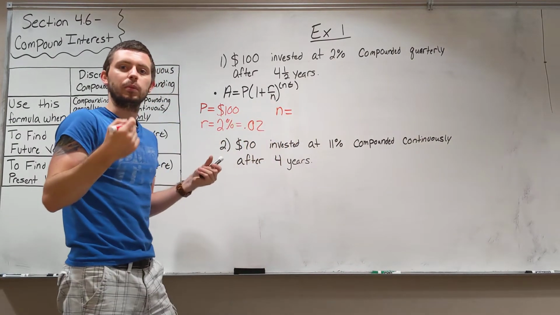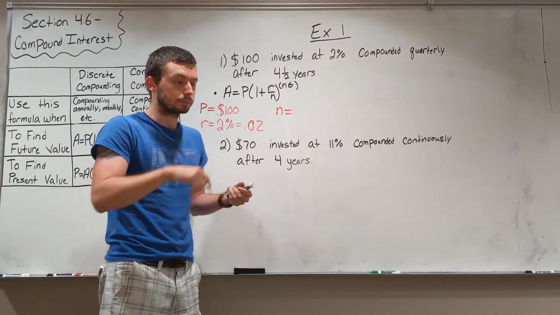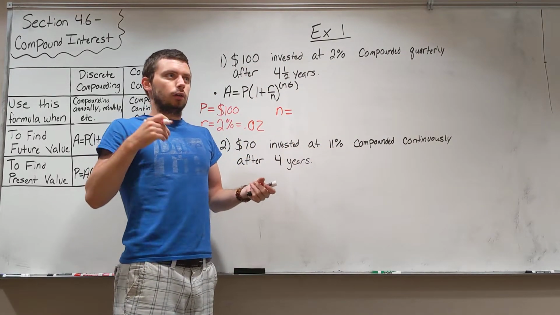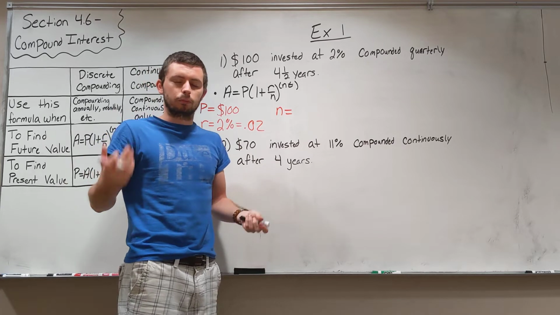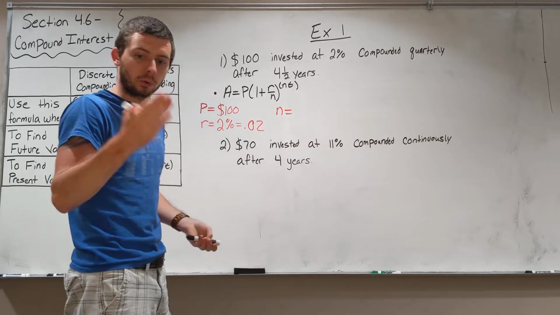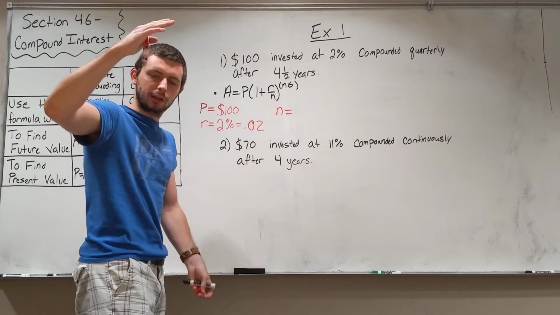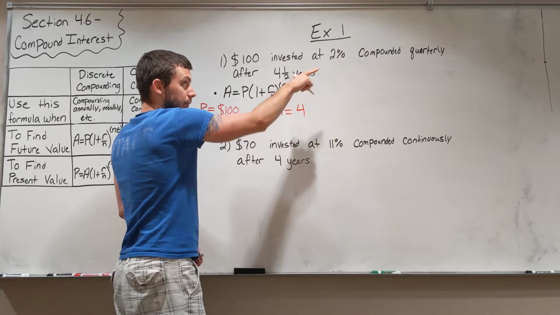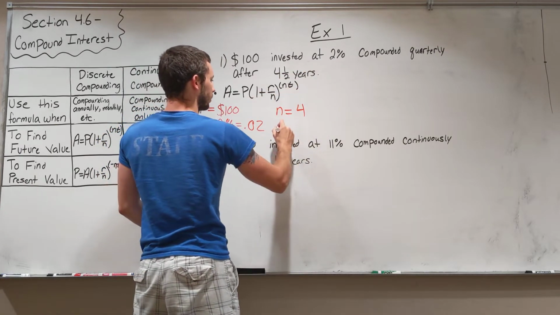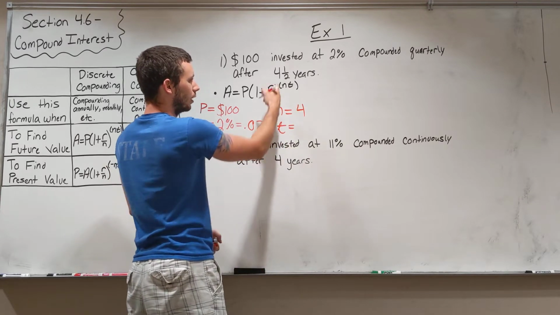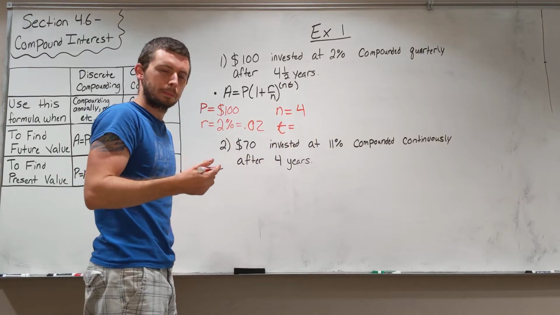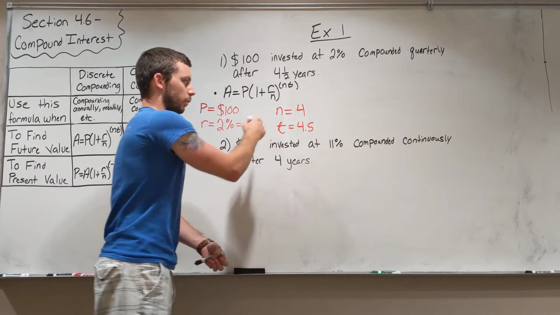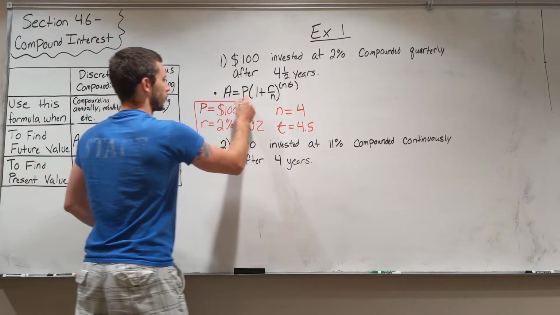N represents how many cycles we compound in a year. We are compounding quarterly, so you might think how many quarters are in a year, or if you split up a year into quarters, that's 4. I also wrote it down on that list of various compounding cycles. So N is 4, and that comes from the quarterly aspect. And then T, of course, represents time in years. It says 4 1/2, so I'm going to put that as 4.5. So these are our givens.